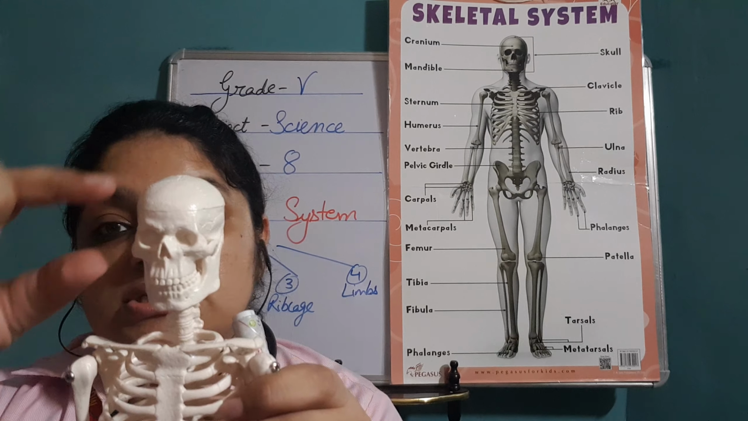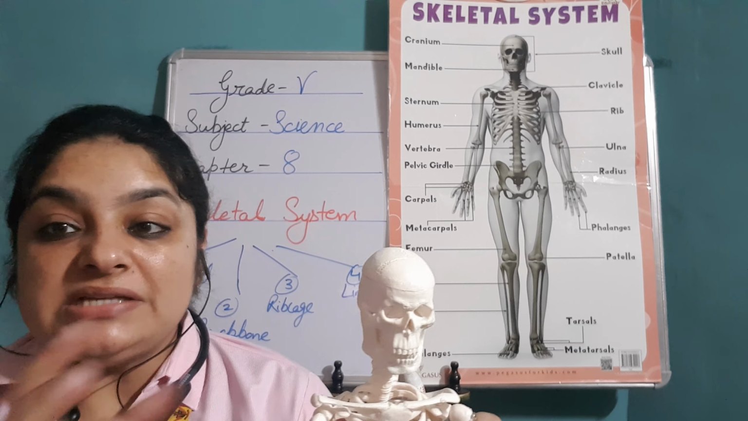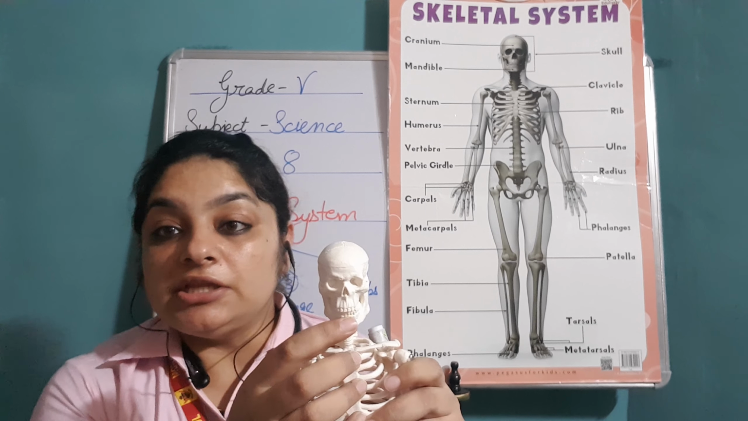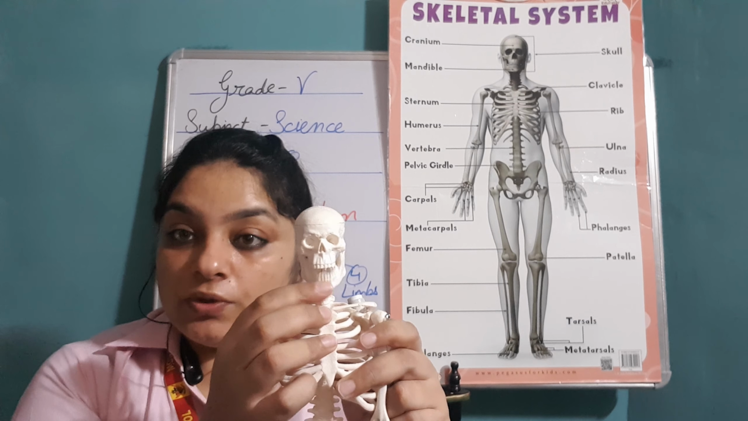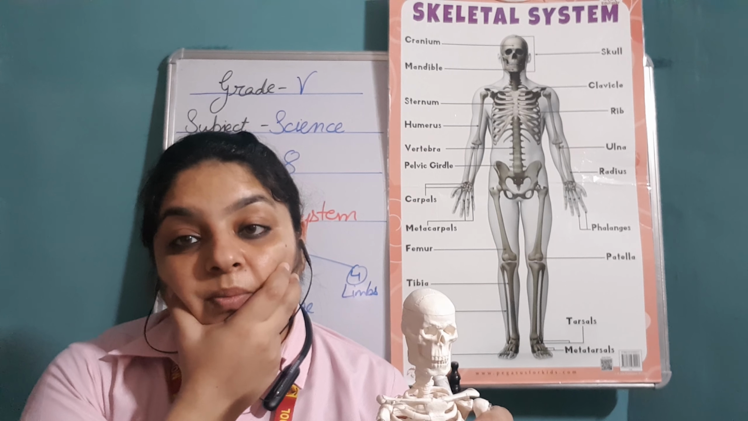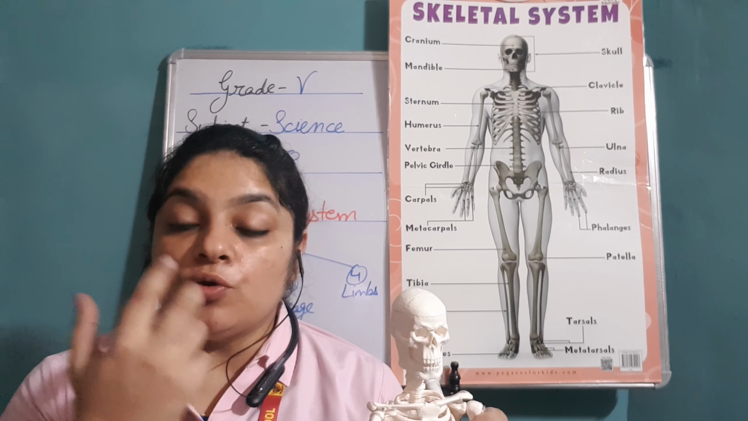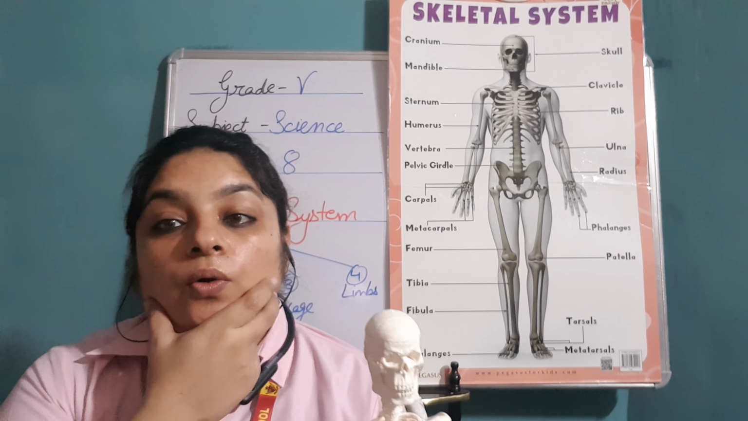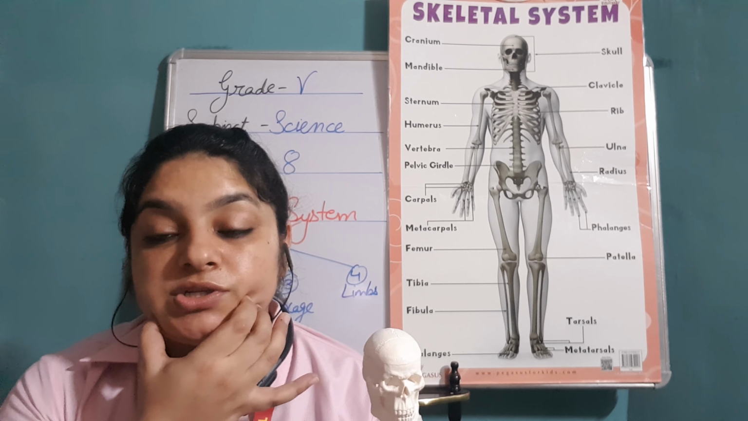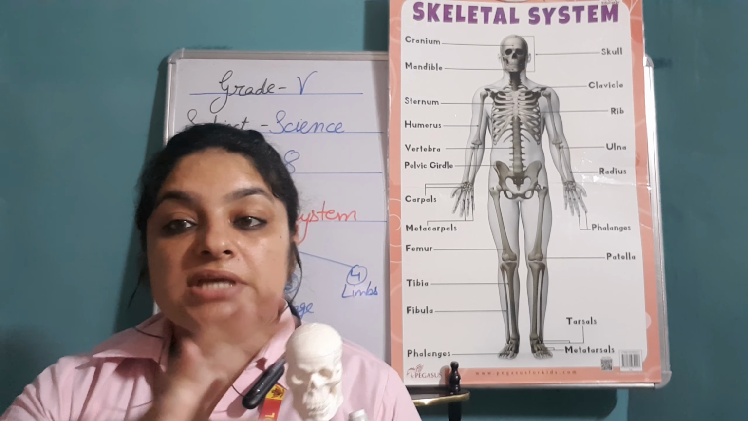Most of the bones in the skull are immovable. Immovable means they do not move. Only the lower jaw is movable. Now try to hold your mouth like this and try to speak. When you are opening your mouth, chewing, only the lower jaw moves. The rest, this upper one, is immovable.